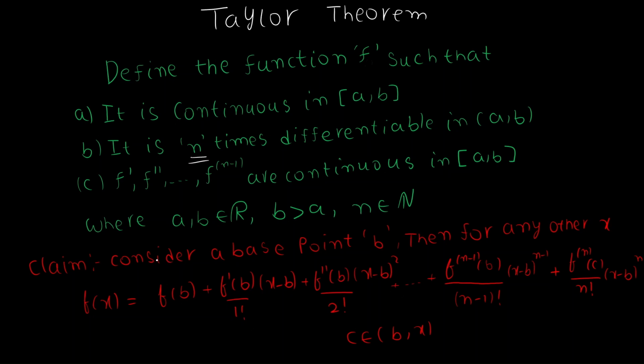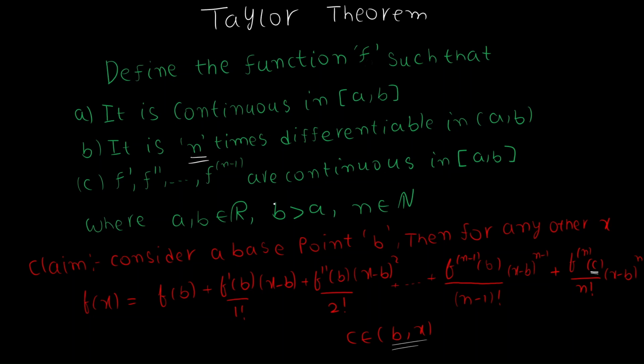Our claim is that consider a base point b. If we know every detail of f at that point, like we know the first derivative, second derivative, third, till the nth derivative, then for any other x, we can write f of x is equal to f of b plus f dash of b into x minus b by 1 factorial plus so on till the n minus 1 derivative of f at b by n minus 1 factorial into x minus b power n minus 1, plus the n derivative of f at some point c into x minus b power n by n factorial, where c is some point which will definitely belong in between b and x.